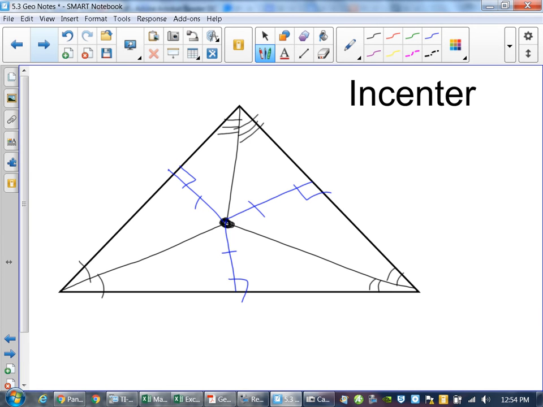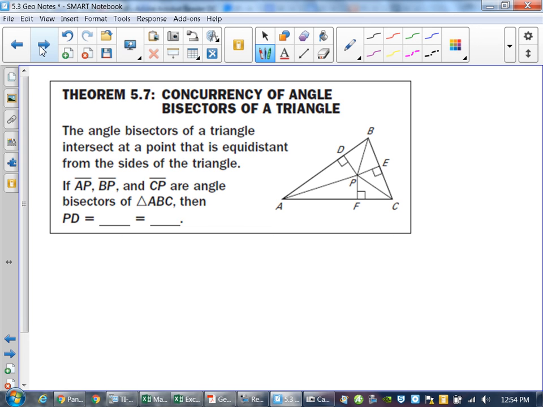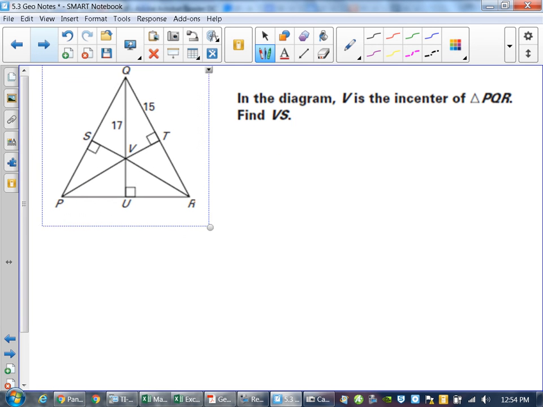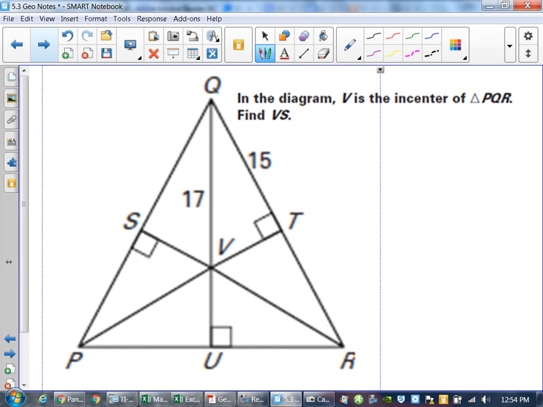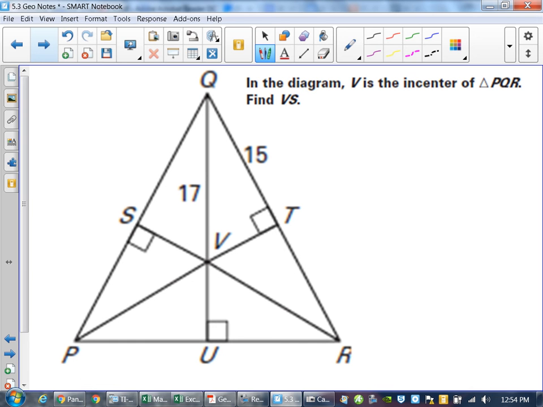Let me show you a problem. I didn't have this one drawn out for you, but this is actually really easy to draw up. Angle bisectors are quick. Nice question. Angle bisectors are really easy to draw and work with.